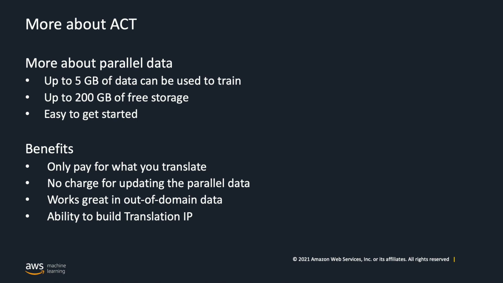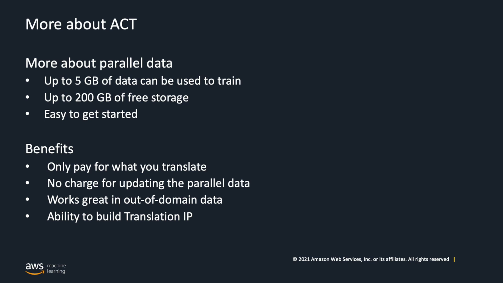ACT has 4 major benefits. First, as Amazon Translate customizes during runtime, you only pay for what you translate. Second, there is no model building, maintenance, or updating cost. You don't have to bring in a specialist to build and maintain multiple custom translation models. Third, ACT is objectively better than custom translation model.